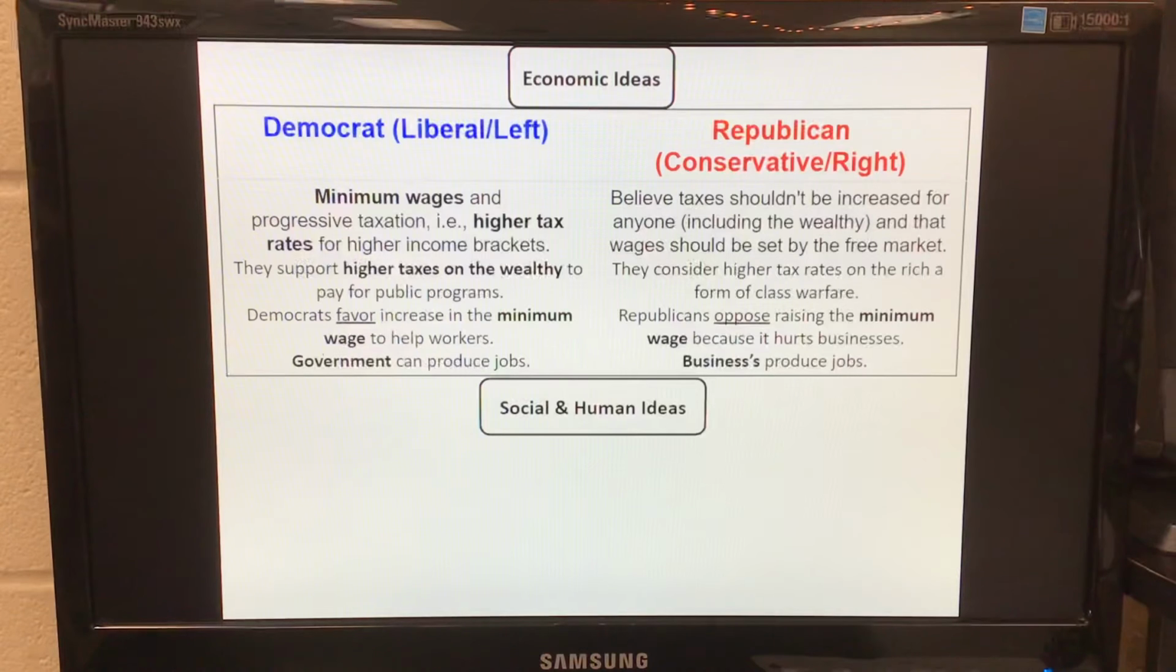Are you picking up on a little bit of where we would be on the economic spectrum? I'll let you finish writing. Where would the Republican Party and the Democratic Party be on the economic spectrum?